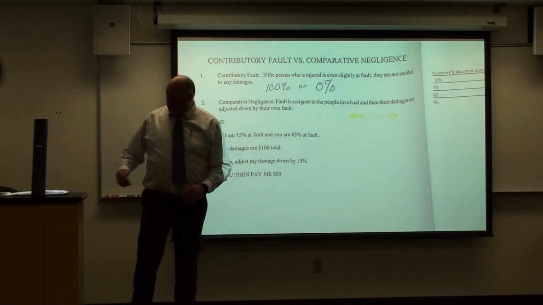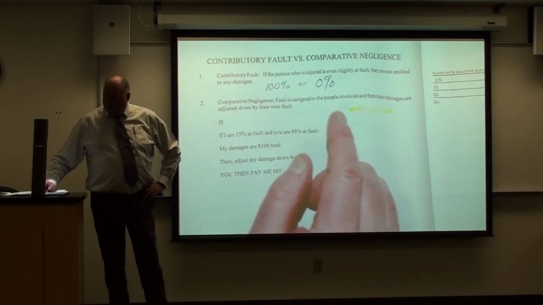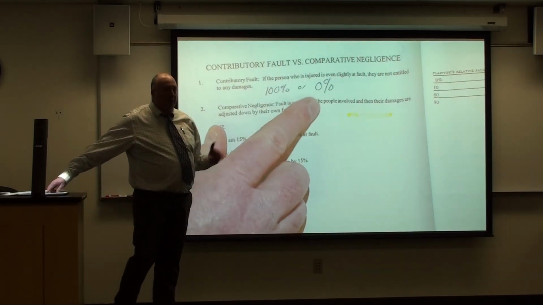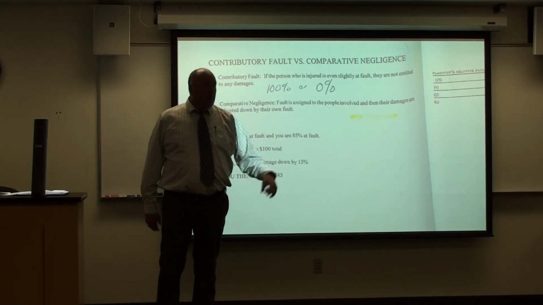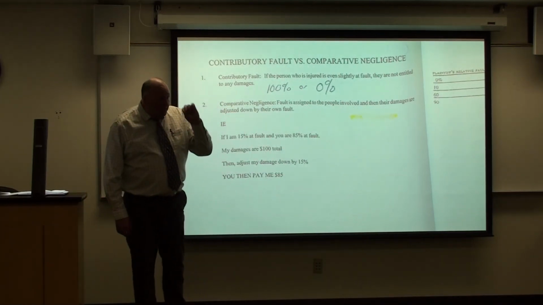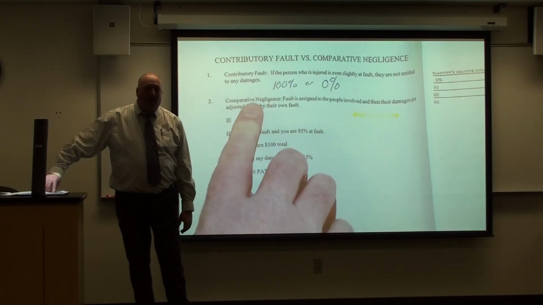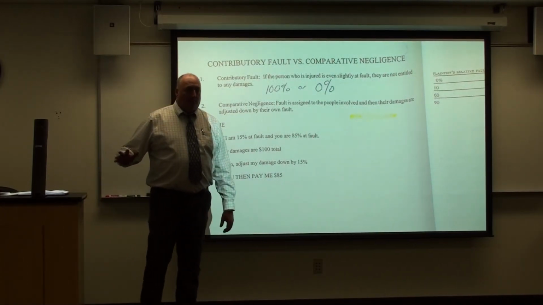Now, that's why I put 100% or 0%. Because basically, if you are even 1% at fault, you could not sue the other side. You got no money. Even if they're 99% at fault, if you did something wrong even a little bit, the judge is going to throw it out. You get nothing. It's all or nothing. Yeah, it's pretty brutal.